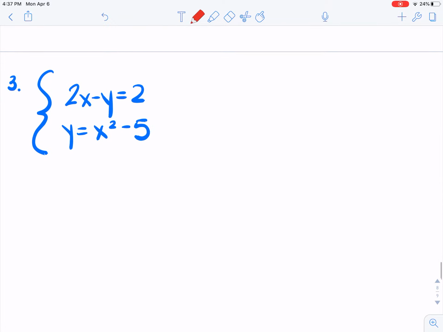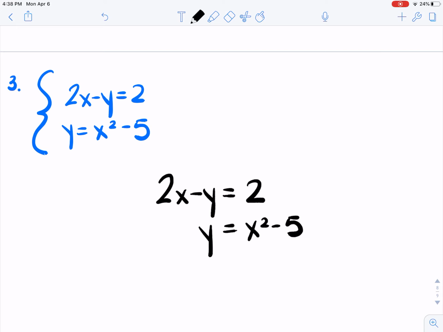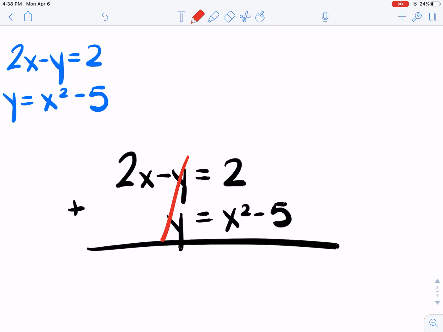Okay, we'll do one more of these with elimination. Again, I'm going to line up my equal signs. So I have y equals x squared minus 5. Again, I'm lucky on this one in the sense I don't have to change anything. My y values cancel out.